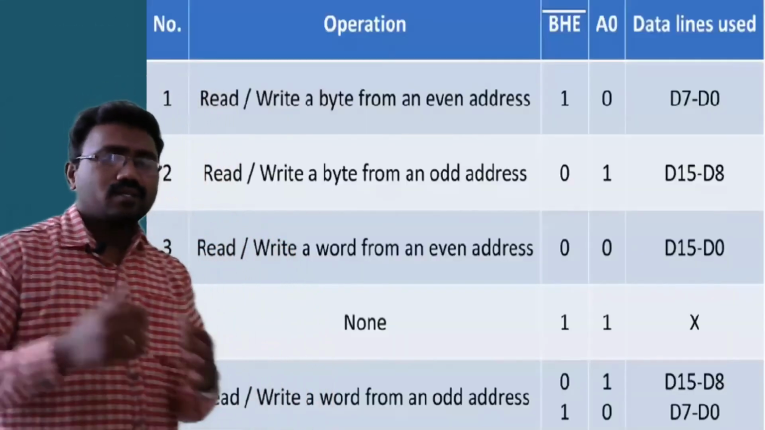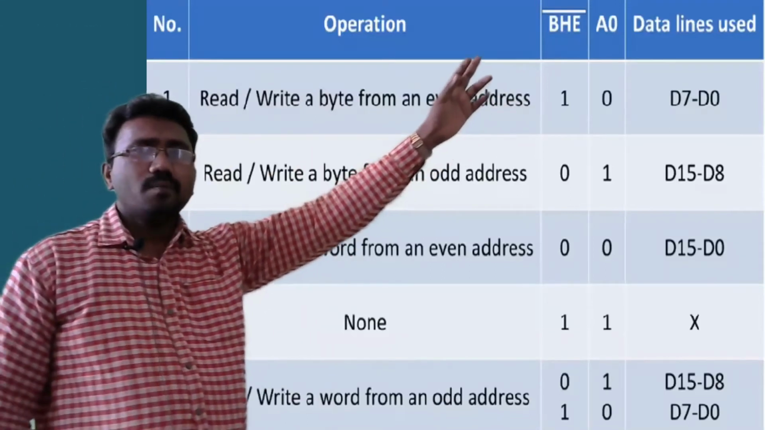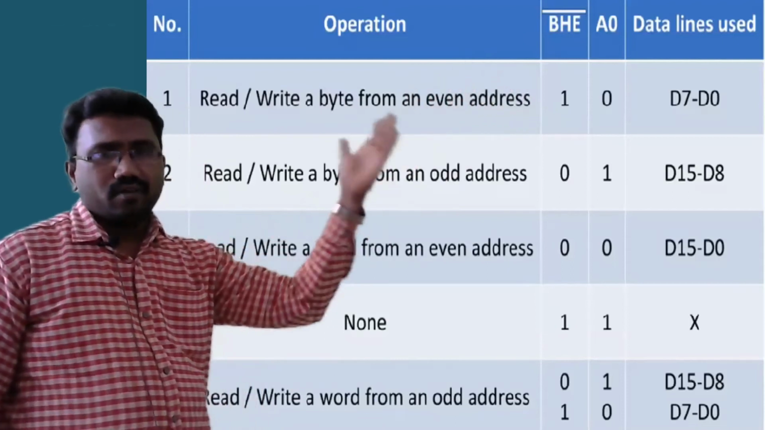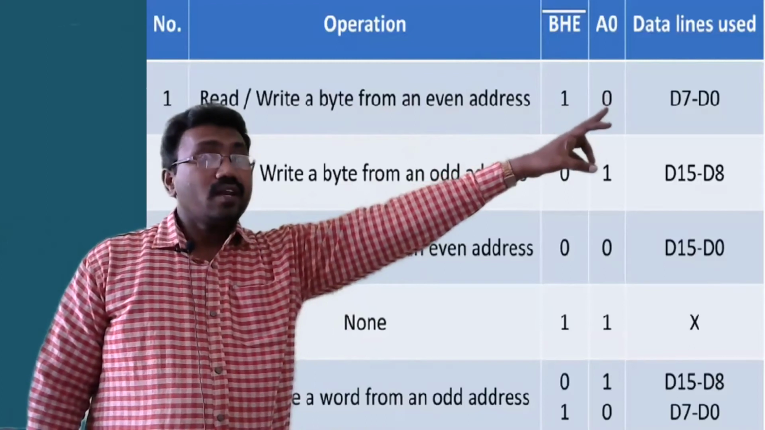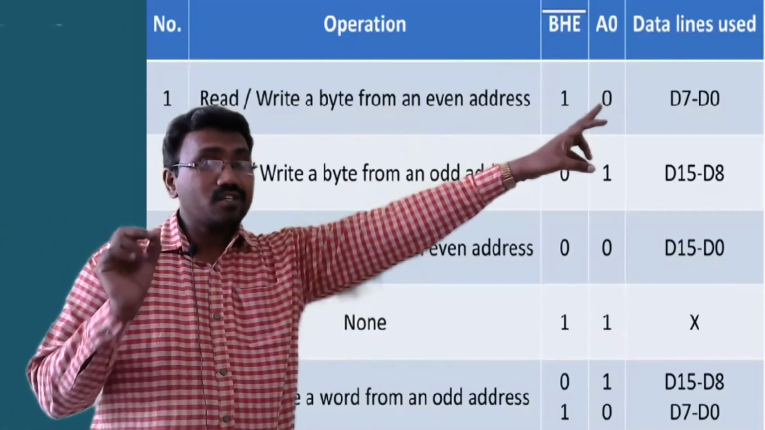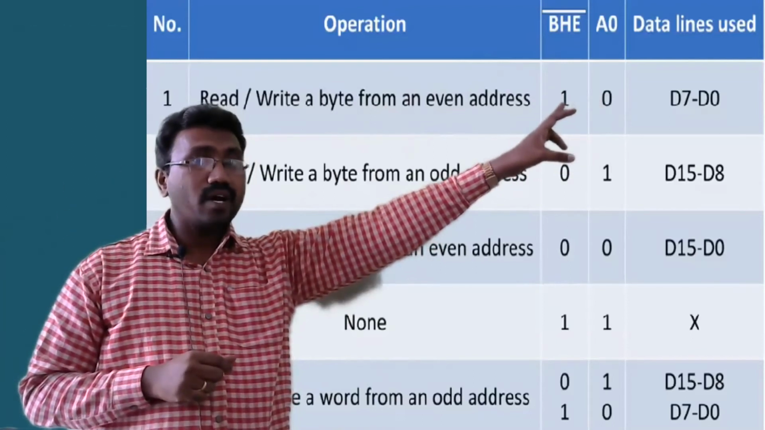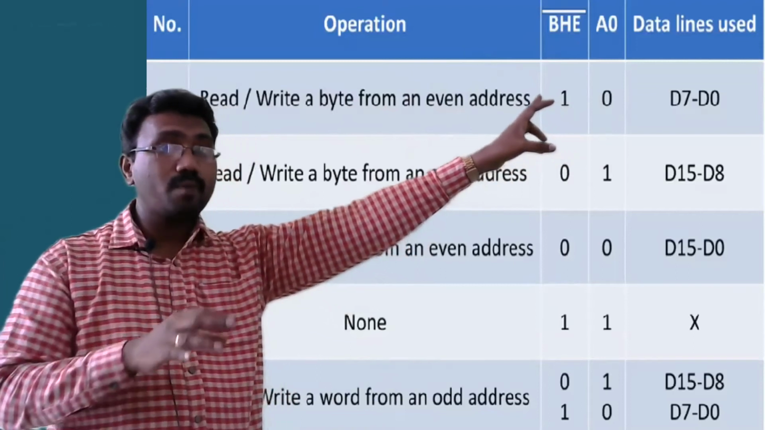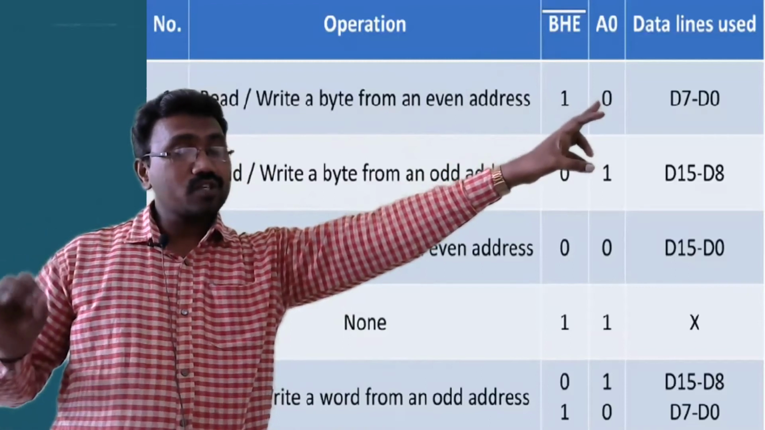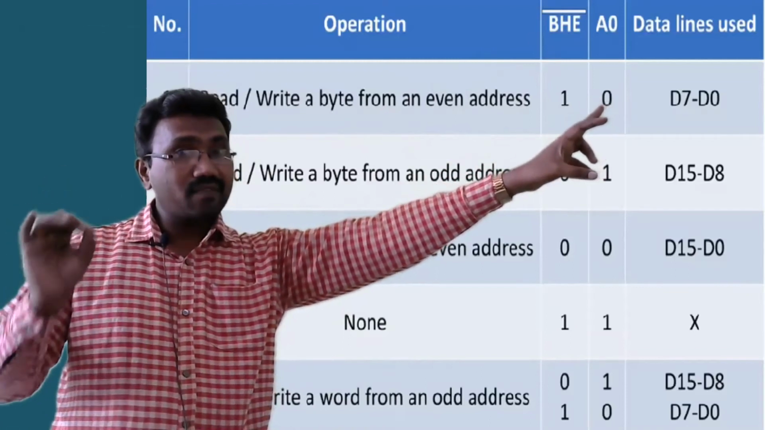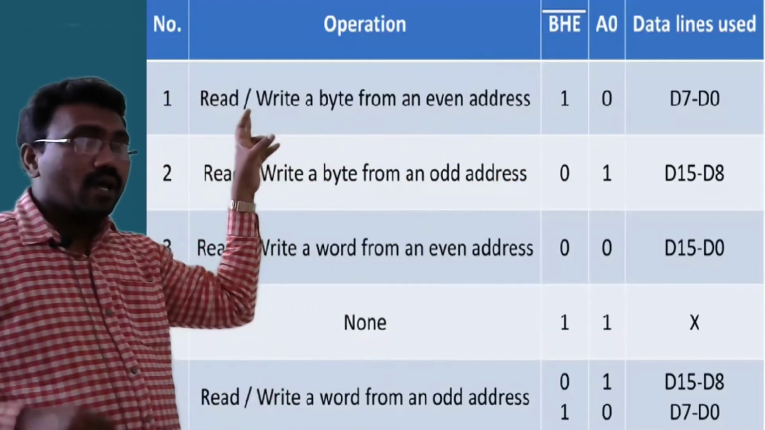See the different combinations: based on the BHE bar and A0 signals, it accesses the memory banks. Assume the first combination is BHE bar 1, A0 0. We discussed that A0 0 means the even bank is enabled, and BHE bar 0 means the odd bank is enabled. Here BHE bar is 1, so the odd bank is disabled. A0 is 0, so the even bank is selected. The processor wants to access data from an even address location, so it can perform either a read or write operation.